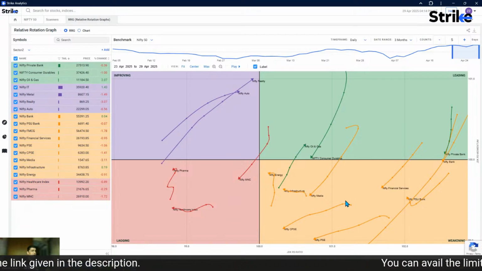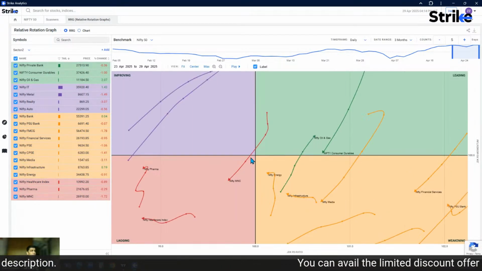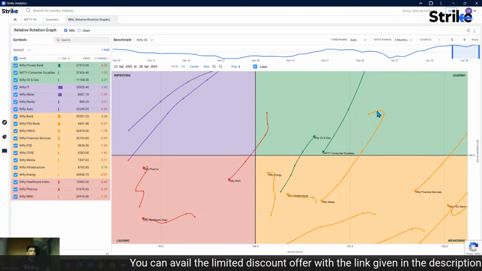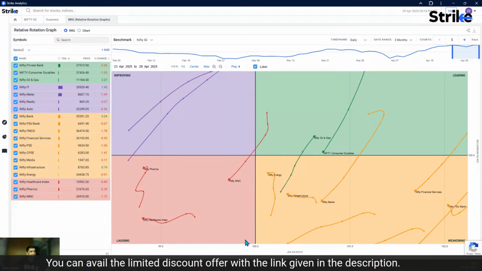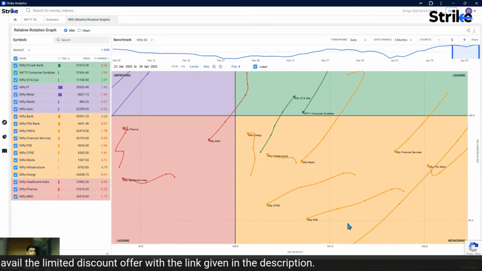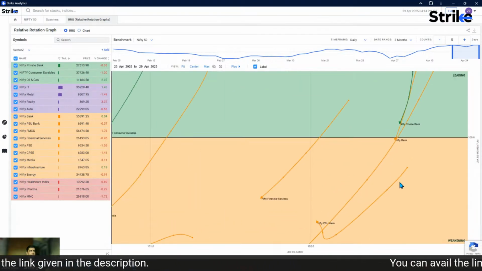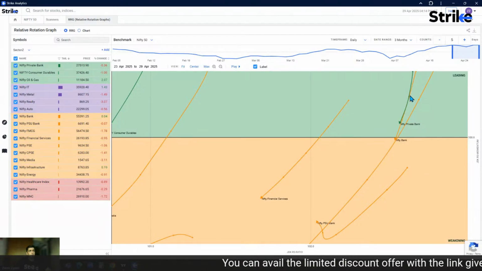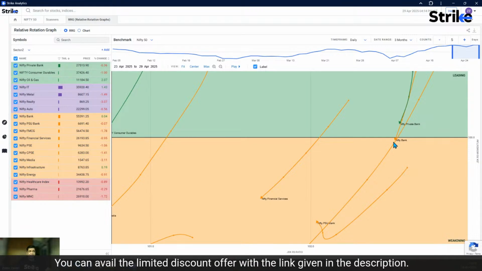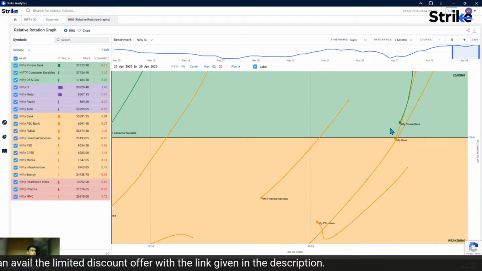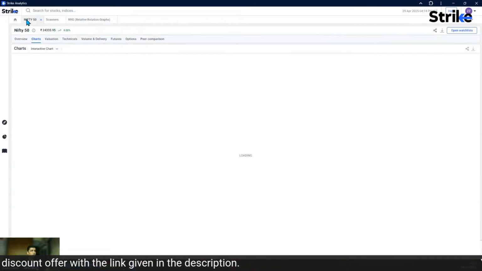And something which is going down, like MNC going into the lagging quadrant, we can avoid. Media, which is going into the weakening quadrant and towards the lagging quadrant, is something we can avoid, and we can wait. Right now, for the short term, we can see that private bank and Bank Nifty are coming from leading into the weakening quadrant. So for a few days, Bank Nifty may not perform, and that's exactly what we saw on the chart of Bank Nifty.